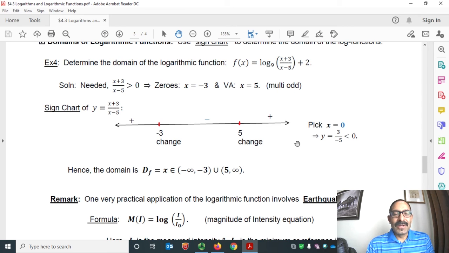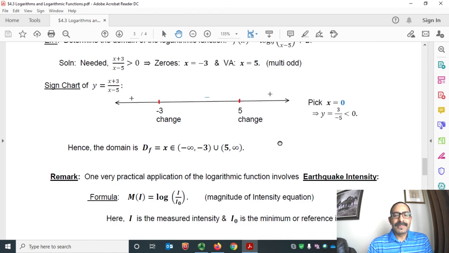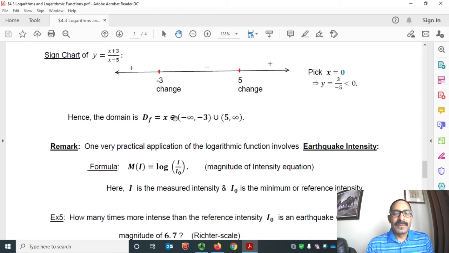And then what we are looking for is the positive. That means our domain is this interval union this interval. Hence, the domain of the given logarithmic function is x belongs to negative infinity to negative 3, excluding negative 3, union 5 to positive infinity, excluding 5. This is the interval notation. Great. I hope it makes sense to you all.